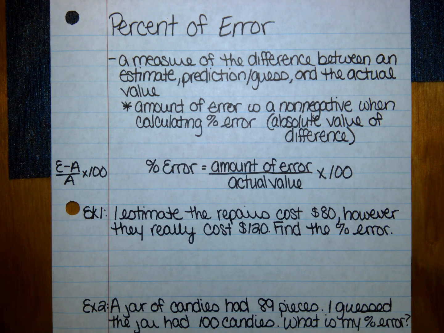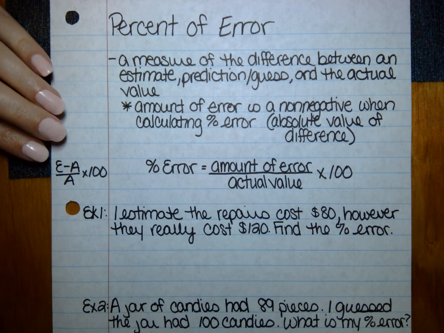Percent of error. So percent of error is similar to percent of change, only you're trying to figure out what percentage or the measure that you are off of a prediction to the actual value. So it's a measure of the difference between an estimate, prediction, or a guess and the actual value that was given. The amount of error is always non-negative when calculating the percent of error, so you would use the absolute value of the difference.